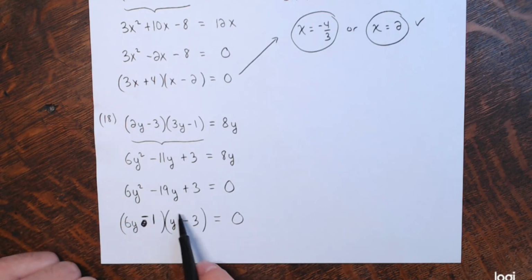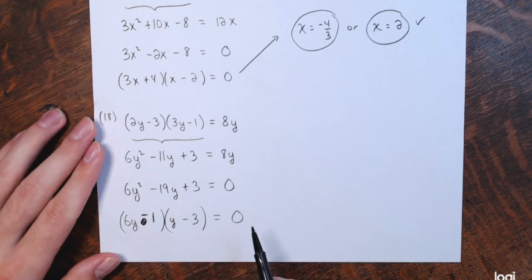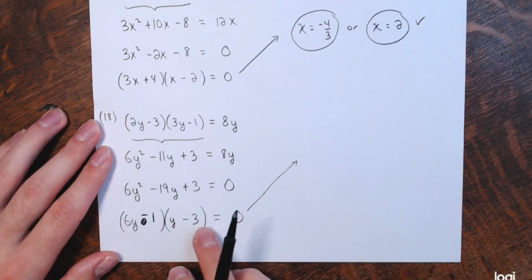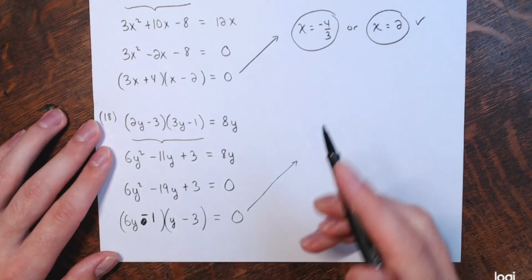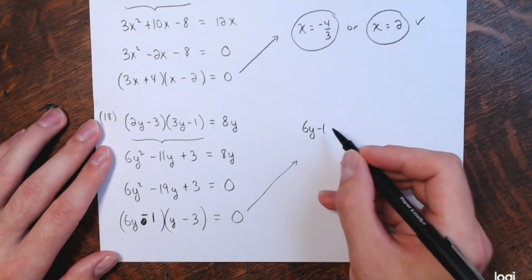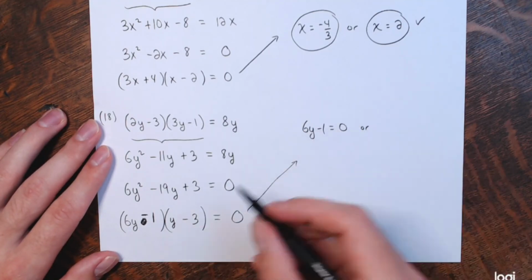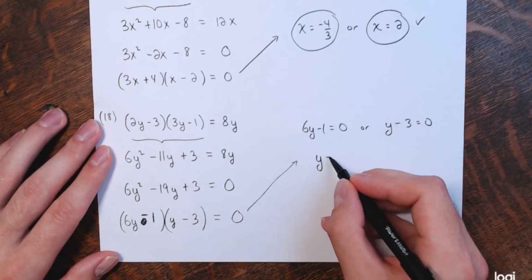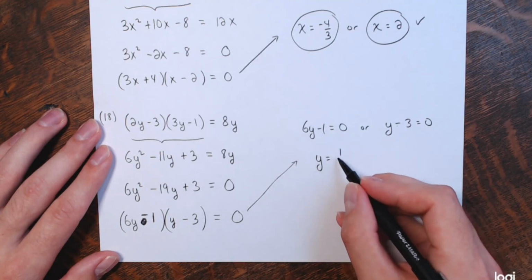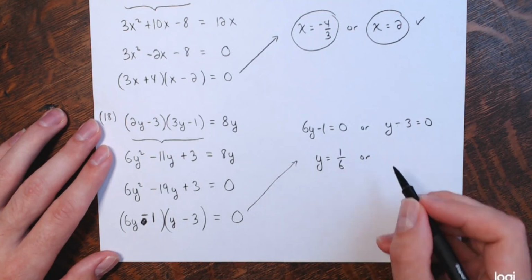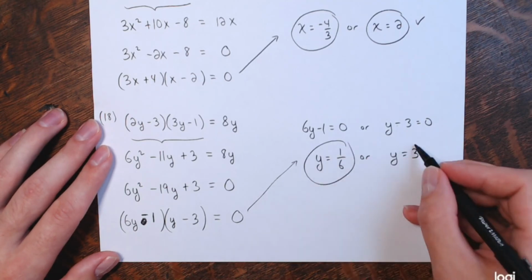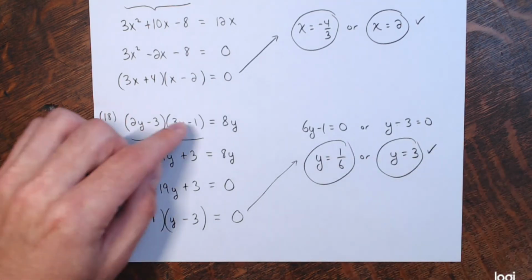I got the plus 3, 6y squared. So that factors to 6y minus 1 times y minus 3. And then I use the 0 product property. This is a product equal to 0 only when 6y minus 1 equals 0, or when y minus 3 equals 0. And then solving these, add 1 divided by 6, we get y equals 1/6 is a solution. Over here just adding 3, y equals 3 is another solution. And don't forget to check them back in the original equation.